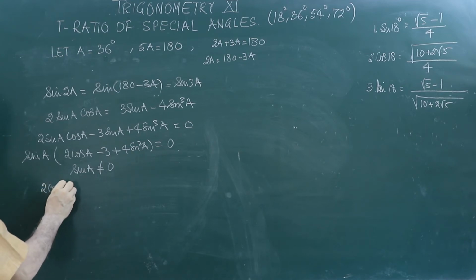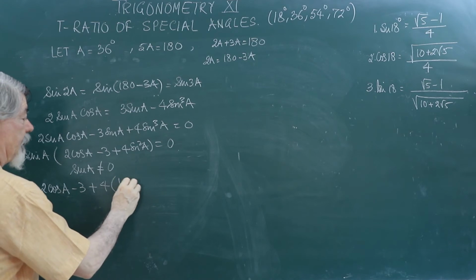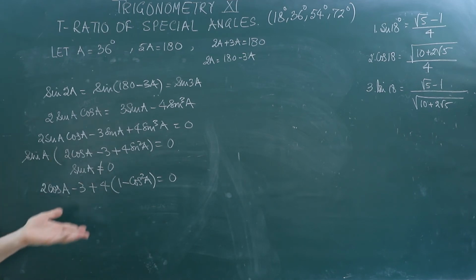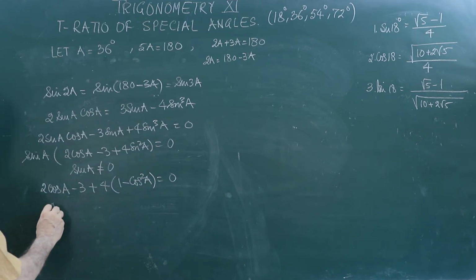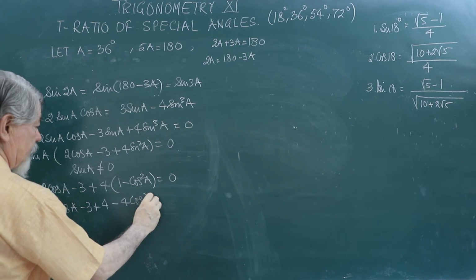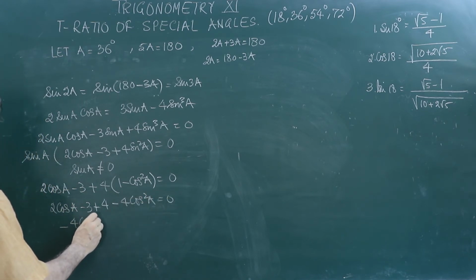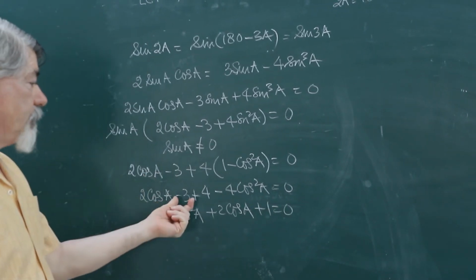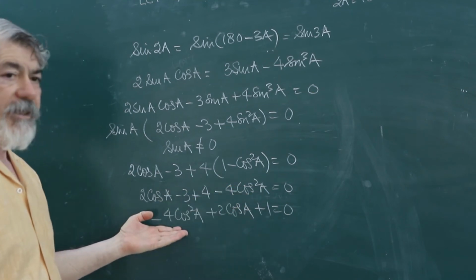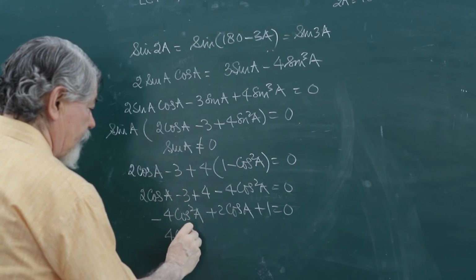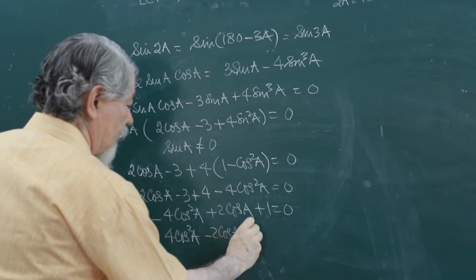So 2 cos A minus 3 plus 4 into 1 minus cos square A. I converted sine square A in terms of cos square A because I am getting cos A here. So I convert it so that I get a quadratic equation in the same variable. Here the variable will be cos A. 2 cos A minus 3 plus 4 minus 4 cos square A. I'll write it as minus 4 cos square A plus 2 cos A plus 1 is equal to 0. We combine the like terms, minus 3 plus 4 will become plus 1. Square term will be written first, then the single term and then the constant. But it is minus, so I will change the signs. 4 cos square A minus 2 cos A minus 1 is equal to 0.